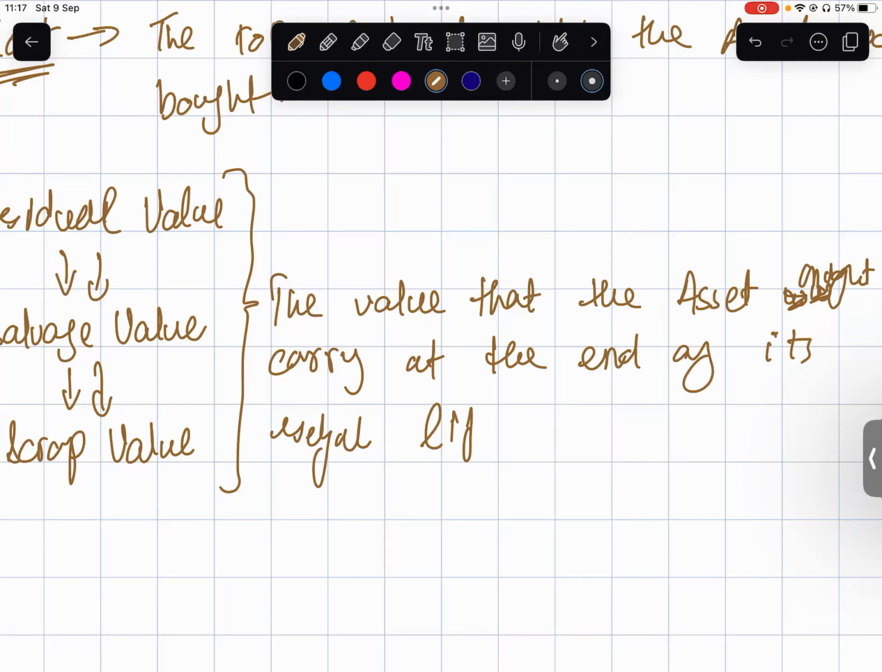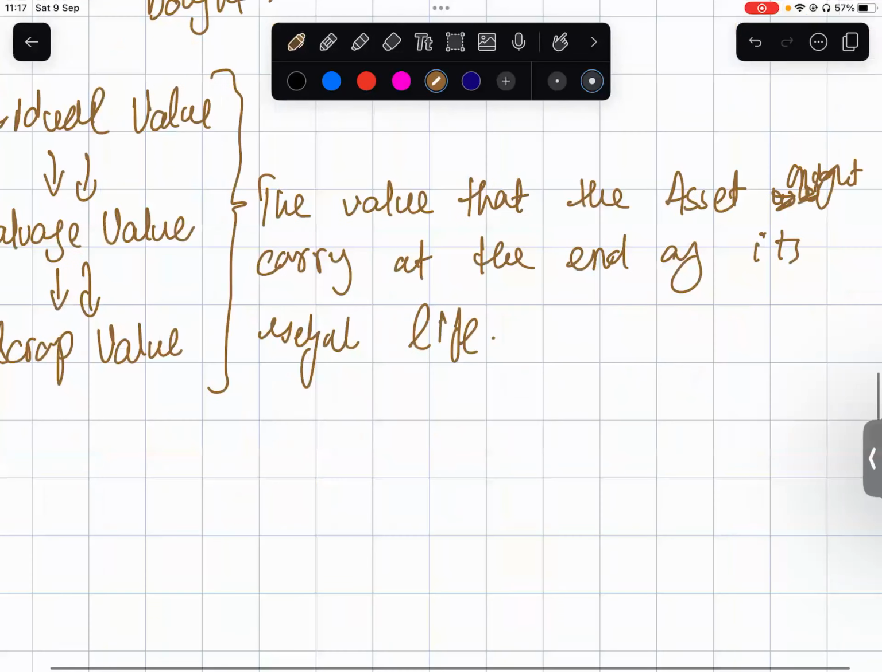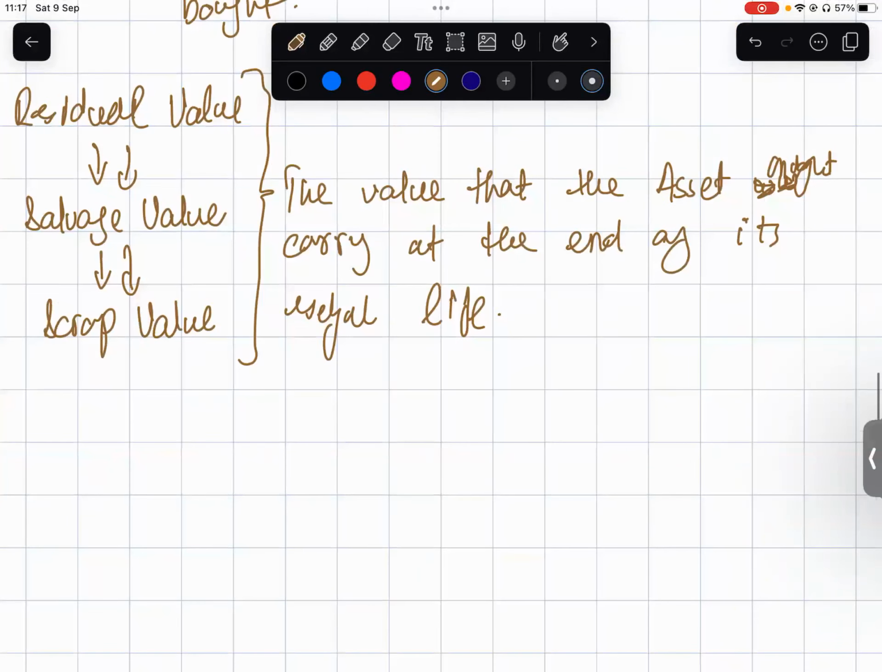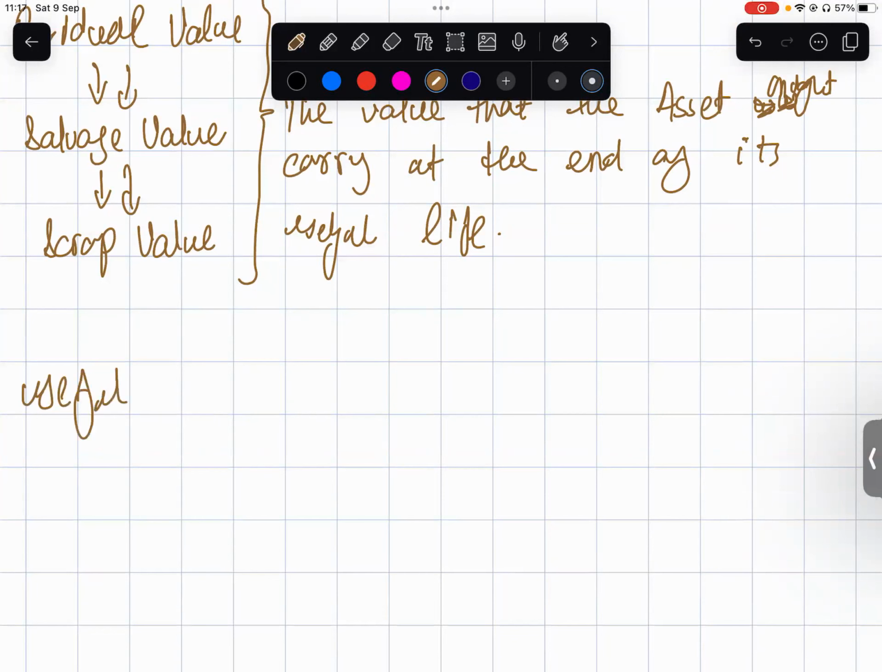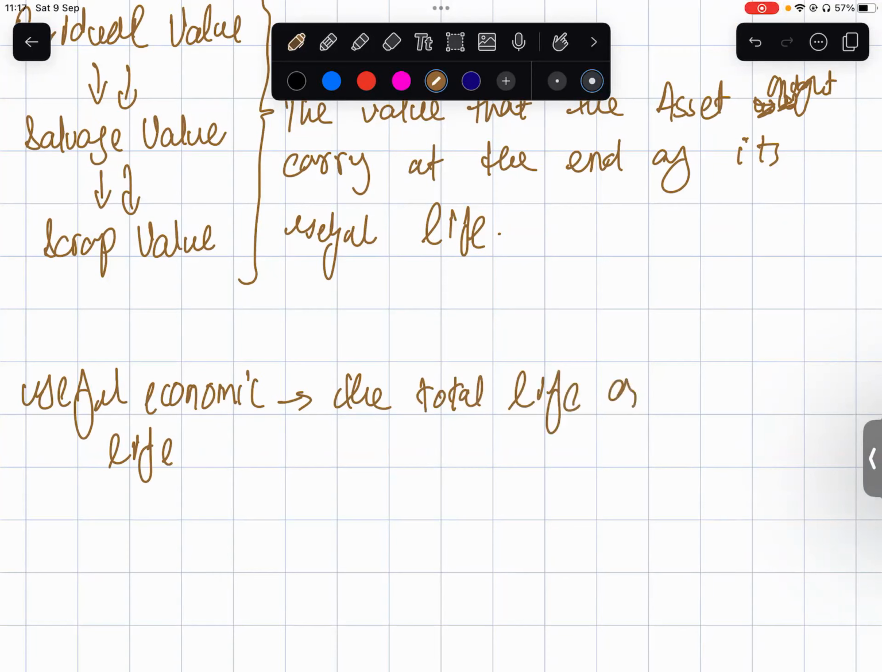Okay. And again, the useful economic life, all these things will be given to you. Useful economic life is just the total life of the asset.